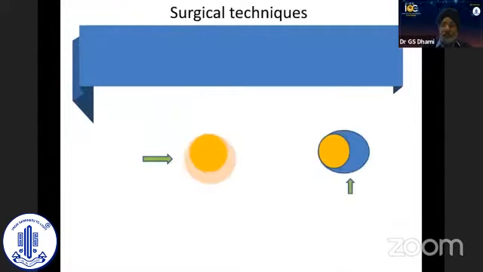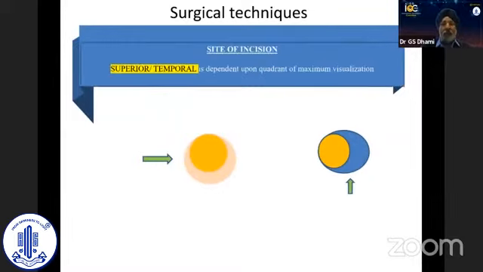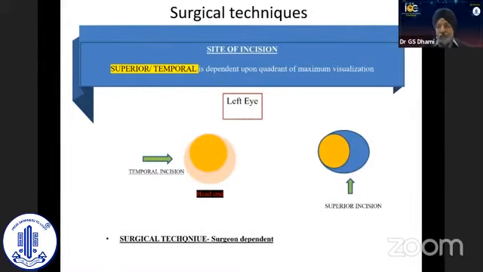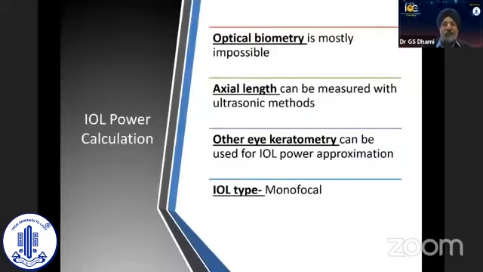Surgical techniques are surely dependent on the placement of the corneal opacity and the eye you are operating upon. It can be a temporal incision or a superior incision, depending upon which part of the cornea is clear under the microscope. And all this leaves only a fraction of a moment for the surgeon to decide.